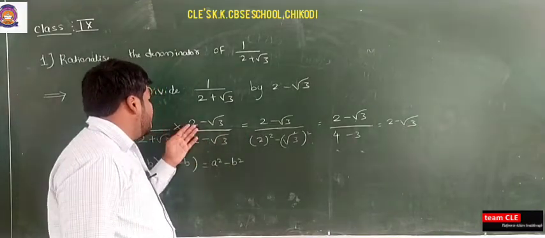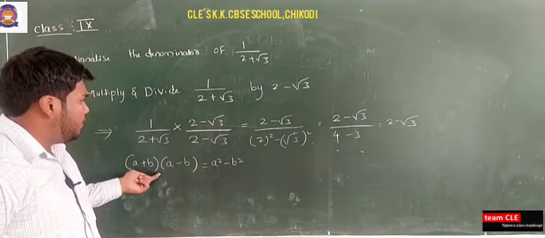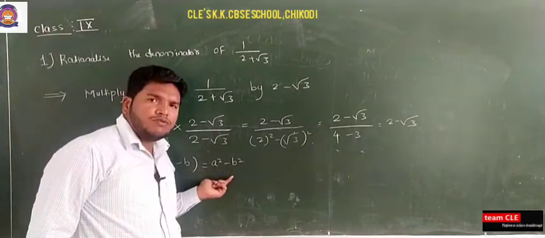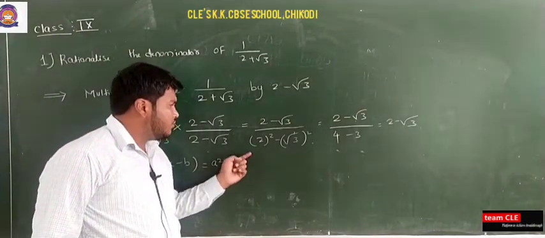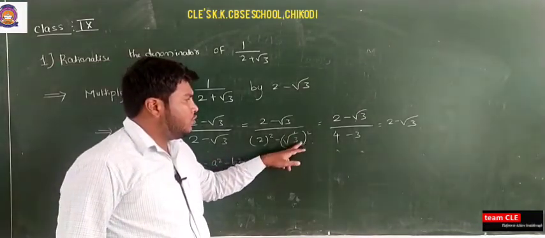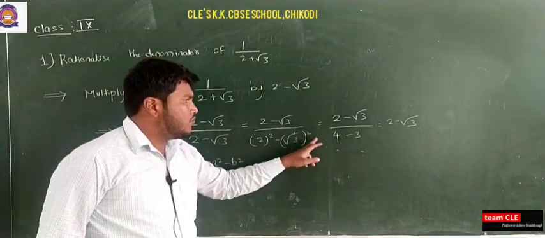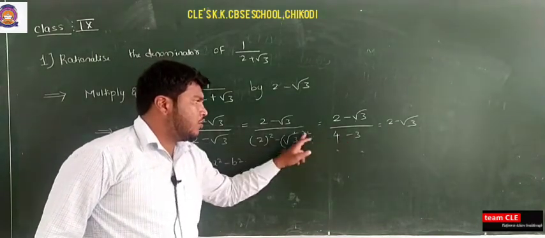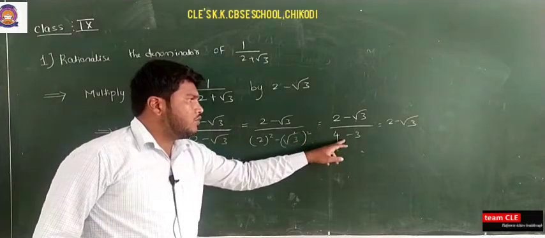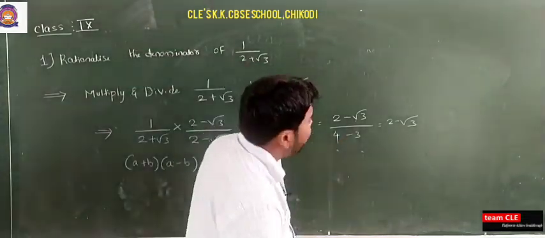So anything into 1, you will get 2 minus root 3. The denominator is of the form a plus b into a minus b, which is a square minus b square. So you will get 2 square minus root 3 whole square. 2 square is 4, and root 3 whole square is only 3, because root and square get cancelled. So the remaining is 4 minus 3, which is 1, so the answer is 2 minus root 3.